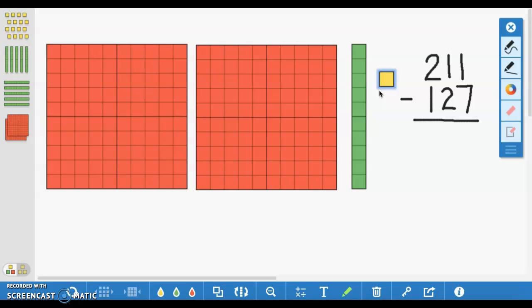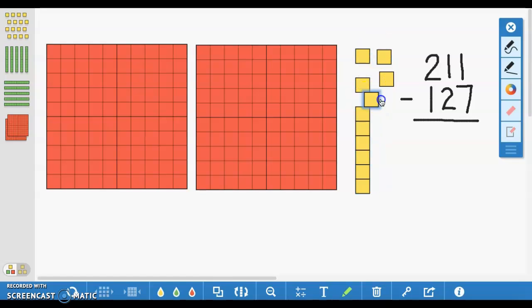Now I need to take away 7 ones from my 1 here, but I don't have enough to take 7 ones away. So instead, I'm going to my tens, and I'm going to regroup this 1 ten into 10 ones. And now I have a total of 11 ones.